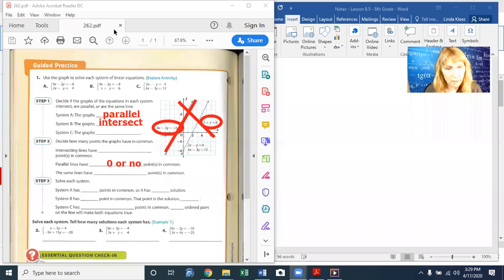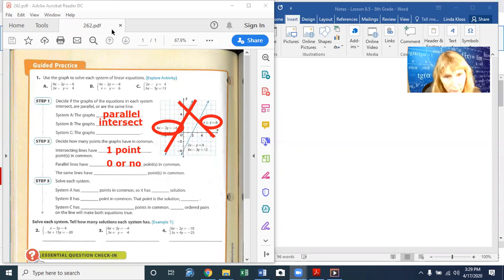Exactly, 1 point in common. So intersecting lines have 1 point in common, 1 x and y value that will make both lines equal, or a true statement. System C, right here, is 2x minus y equals 4.